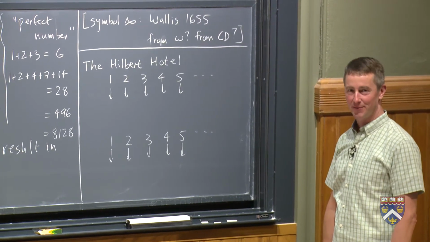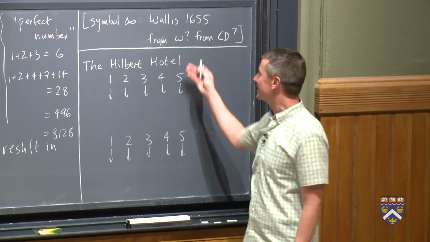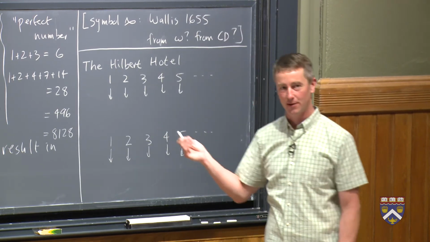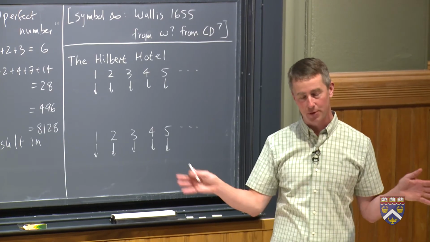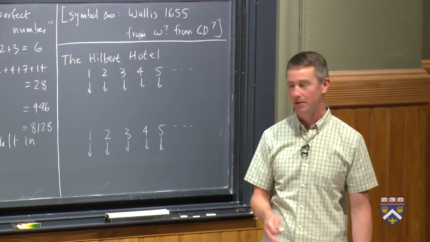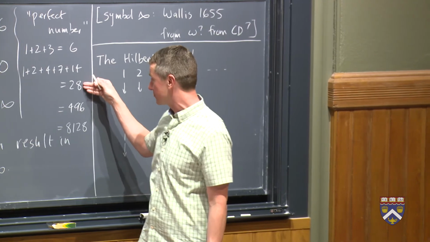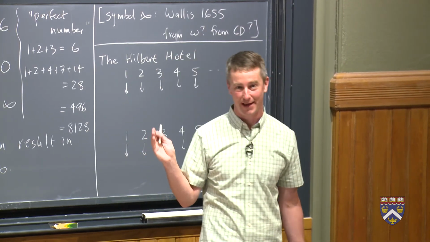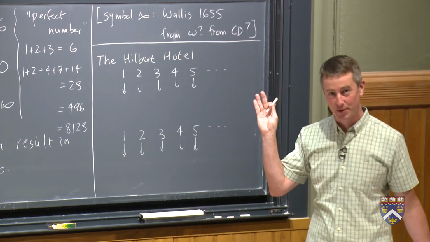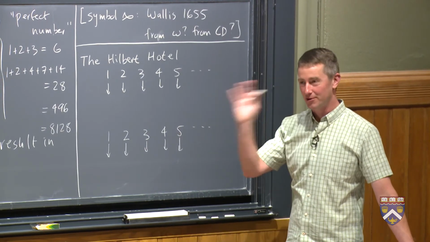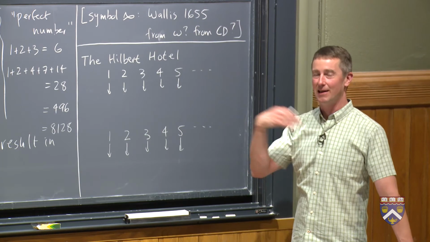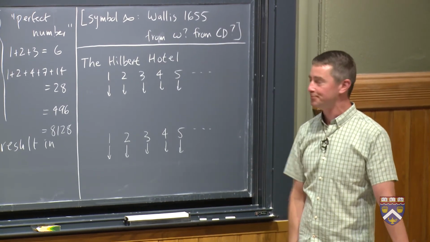One last thing about infinity. There's this imaginary hotel called the Hilbert Hotel, where there is a room in the hotel that has any real number on the door, any positive integer you can think of. So there's a room 6, a room 28, a room 8,128, a room 8675309. Any number you can think of, positive integer, there's a door that has that number on it. If you're assigned to that room, you can find that room.